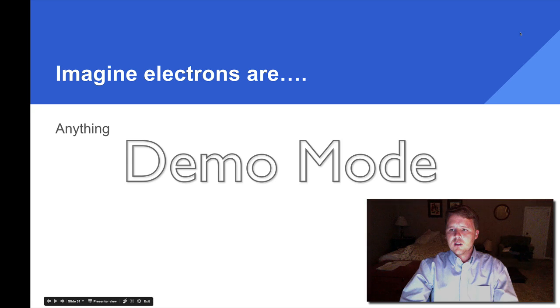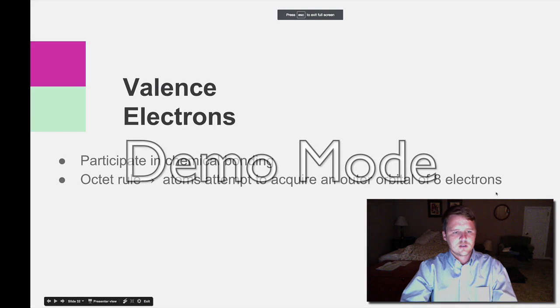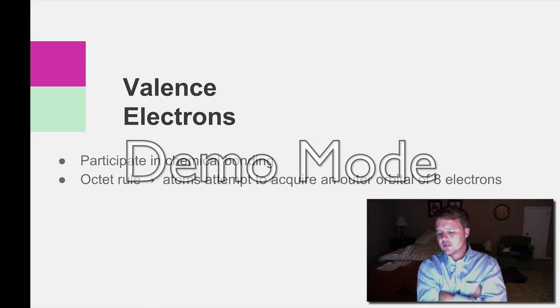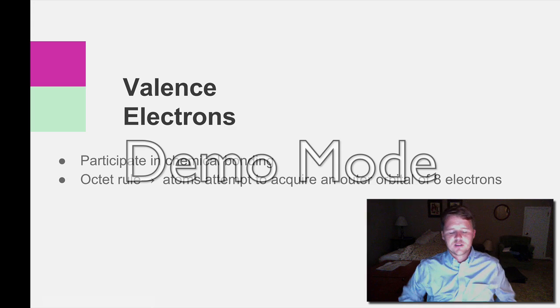So let's see. Valence electrons. They're the electrons that participate in chemical bonding. They're also the electrons on the outside of the atom. So an atom might have 30 electrons, but it's the 8 electrons on the outside of the atom that participate in chemical bonding.